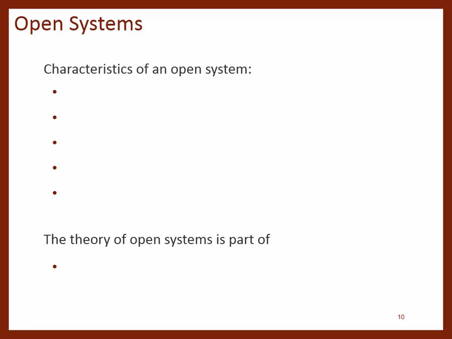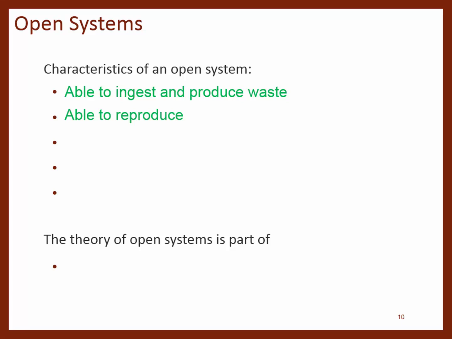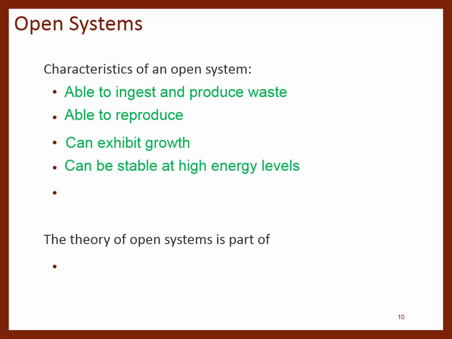So what are the characteristics of an open system? They're able to ingest and produce waste. So for example, a car: you put in gas, and it produces some type of gas emissions, and so on. Able to reproduce. So these are more within the living organisms. Can exhibit growth. Can be stable at high energy levels. And also, they can die. The theory of open system is part of the general system theory.